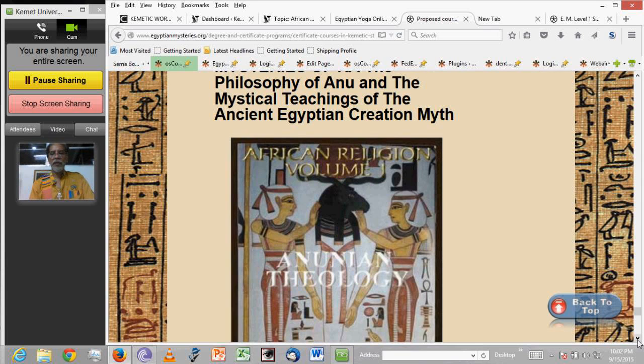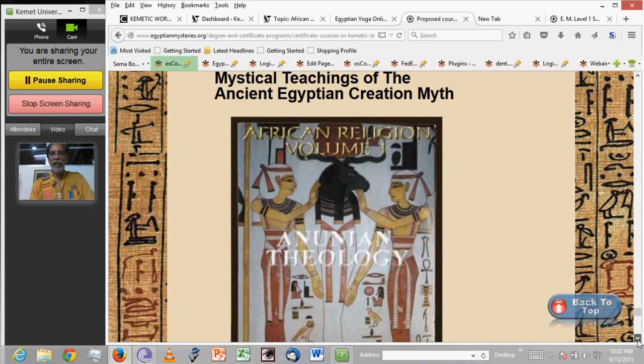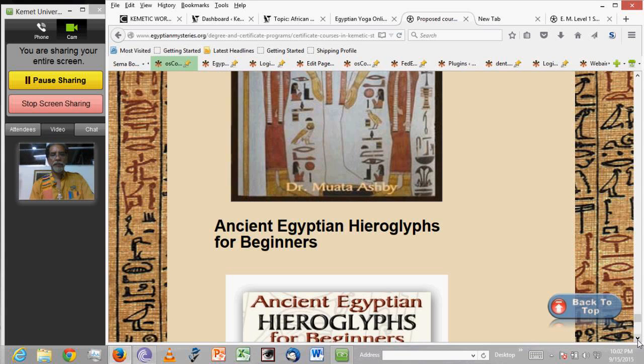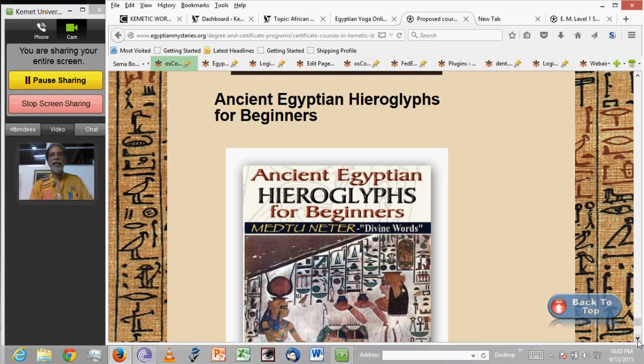The Ancient Egyptian Hieroglyphs for Beginners, this book will be used also to give a little introduction to the Medimeter, so you have a basic insight into the Medimeter, some understanding of it. They'll help you to have a greater feeling and connection with the glyphs.